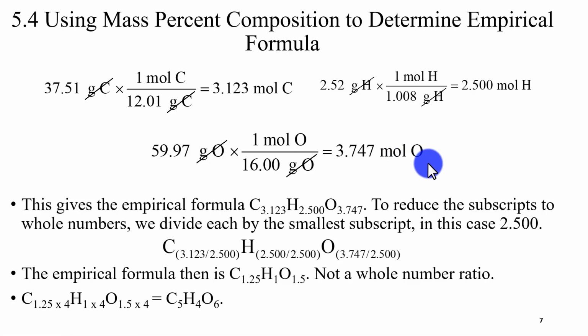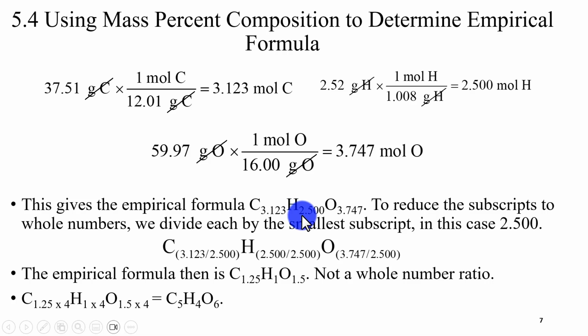Now, I can write the empirical formula by using these moles. So for carbon, I have 3.123 moles. For hydrogen, I have 2.5 moles. And oxygen, I have 3.747 moles. Note that these are not whole numbers, and it's not the simplest whole number ratio either. So the first thing that we need to do is figure out which of these three numbers is the smallest. In this case, the moles of hydrogen are the smallest.